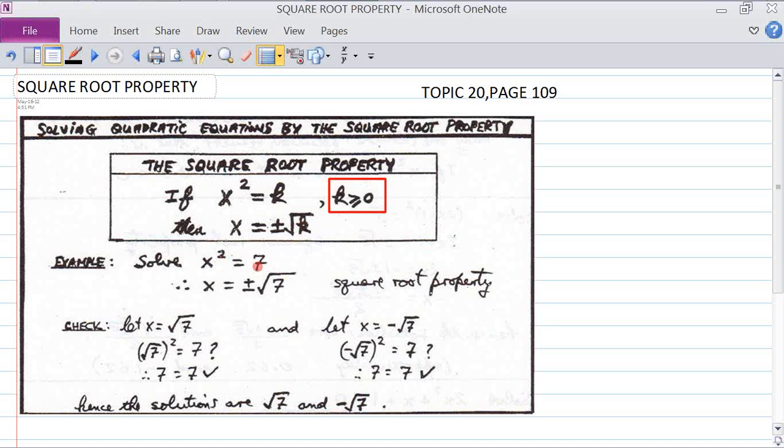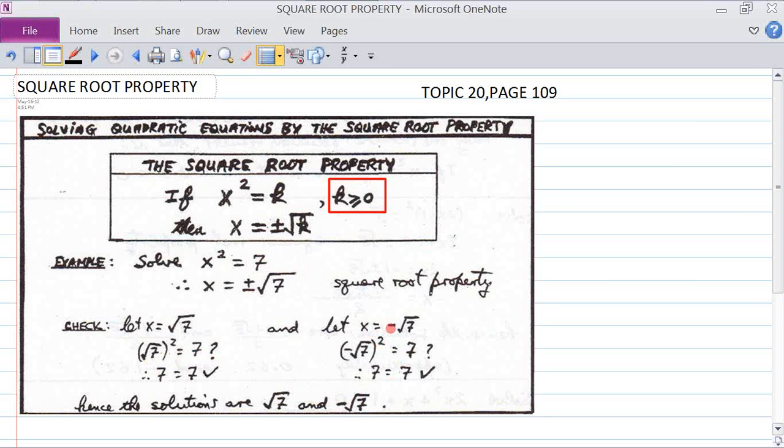For example, if x squared is equal to 7, x is equal to plus or minus the square root of 7. So here this is k and this is k. And doing this is called the square root property. What this means is there are two solutions, the root of 7 and minus the root of 7. So to check this answer, we let x equal the root of 7, and we put this into the left-hand side, root of 7 squared, then it equals 7 on the right side. So that's what's shown here.